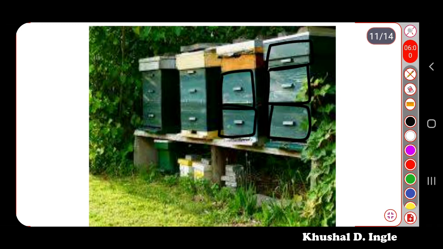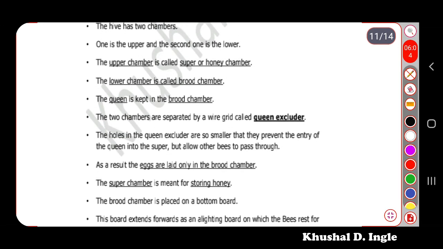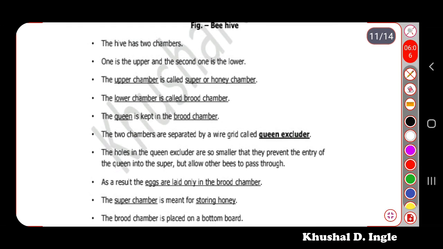It is important here that this hive has two chambers. One is the upper chamber and another is the lower chamber. The upper chamber is called the super or honey chamber.